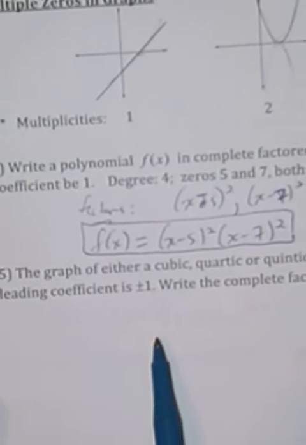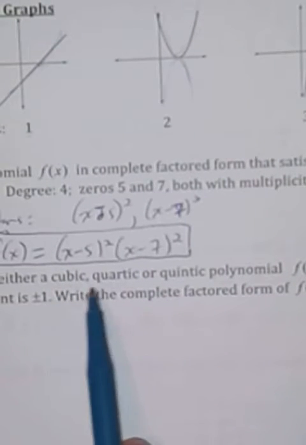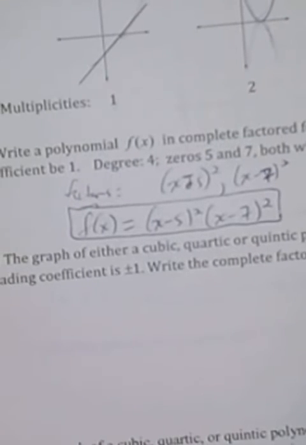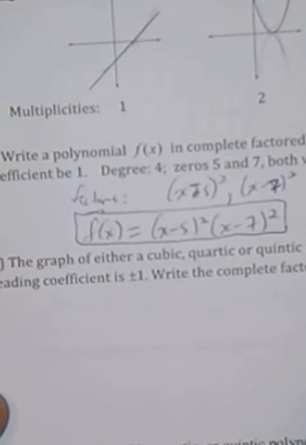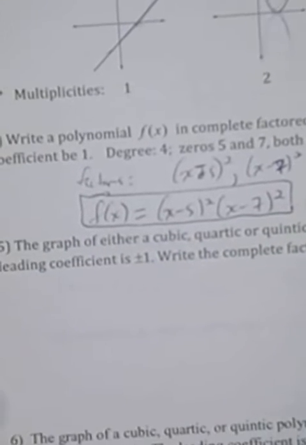Alright, so we left off on number 5. It says the graph of either a cubic, quartic, or quintic polynomial, that's degree 3, 4, or 5, with integer zeros is shown. The leading coefficient is plus or minus 1. Write the complete factored form. I'm going to start this one out for you, and then I'll let you finish. We'll finish 5 and 6 in class.